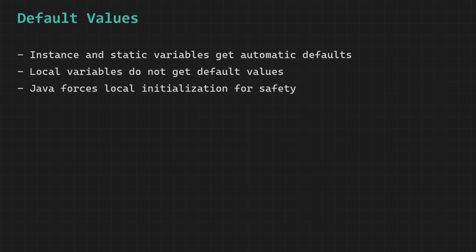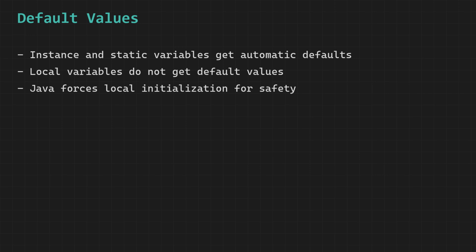Java automatically assigns default values to instance and static variables when they are created. This is a safety feature to ensure no variable ever holds garbage data from memory. The defaults follow a logical pattern.